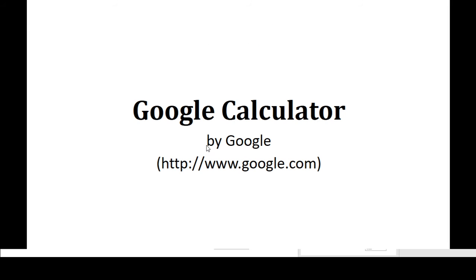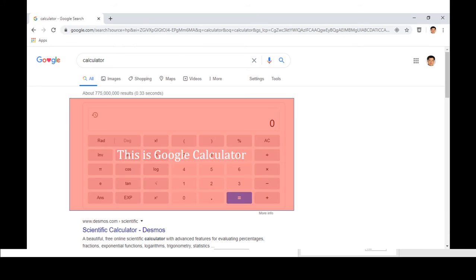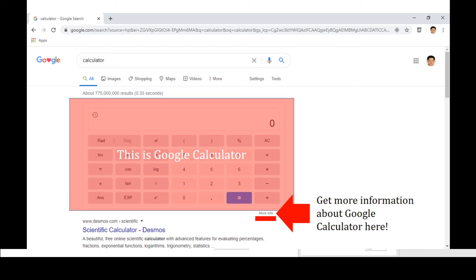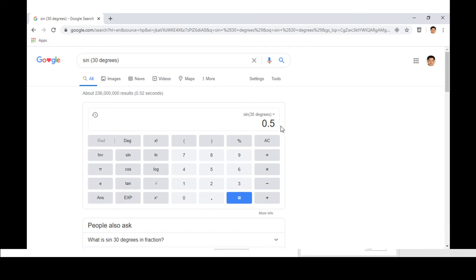Okay, next I will show you Google Calculator. Again, Google Calculator is free, and you get to it by just going to google.com and typing in calculator, press enter, and that's what you get. All right, so this is Google Calculator. If you want more information, then click on more information here, and you get more information about Google Calculator. Google Calculator can be used to perform trigonometric calculations like this. So you have sine 30 degrees, and that should give you 0.5, and it does.